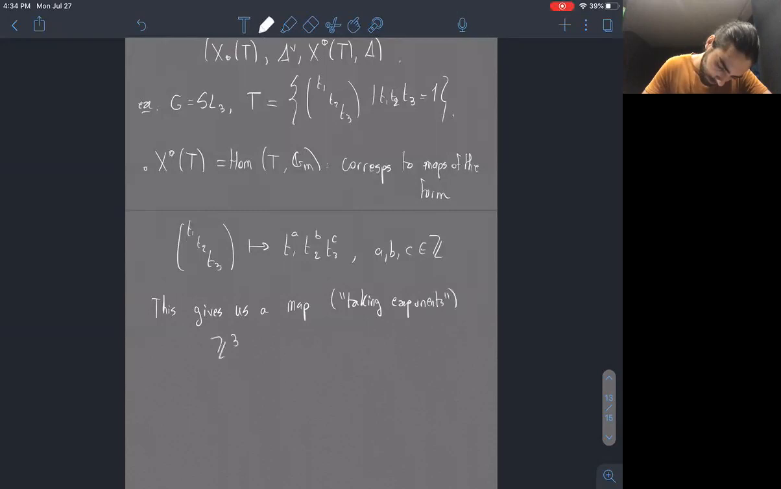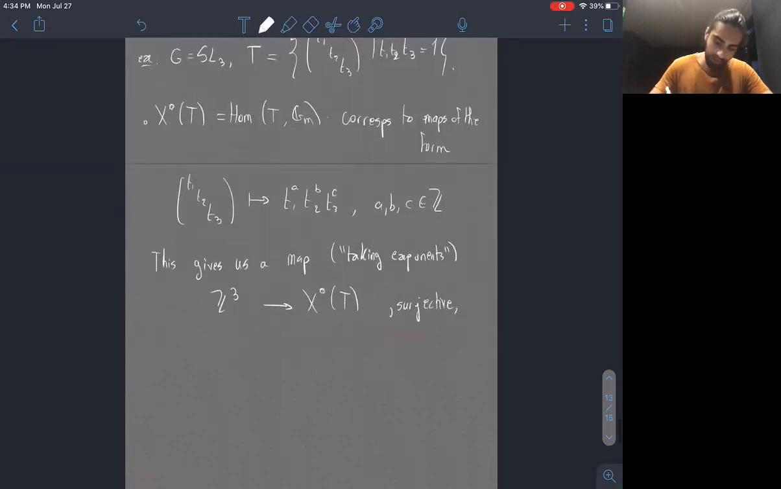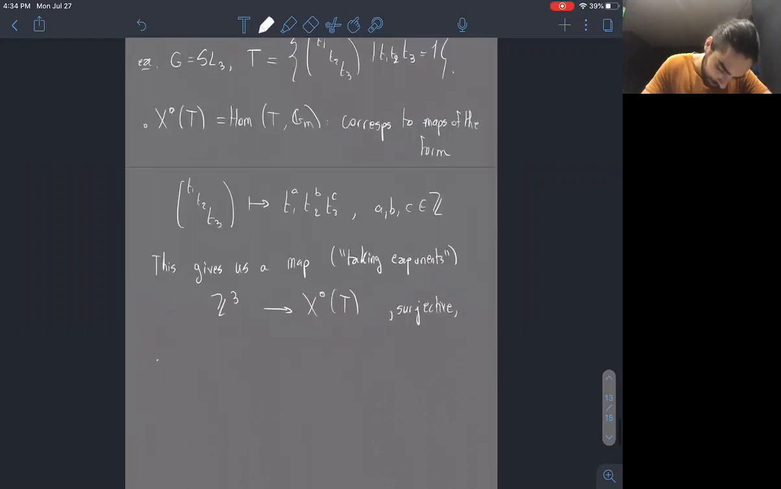From Z3 into the weight lattice. It's surjective. And the condition on elements of T gives us that the kernel of this map is given by the span of the element (1, 1, 1).